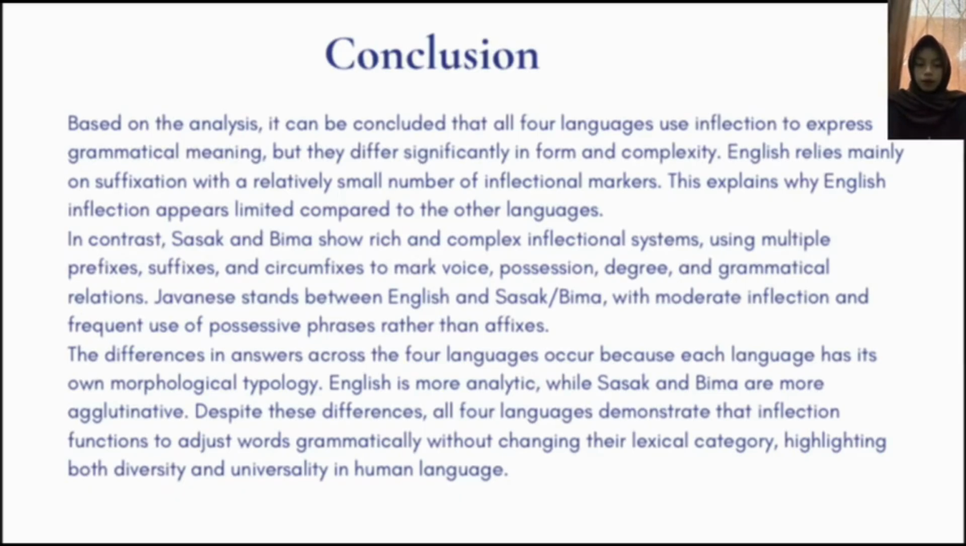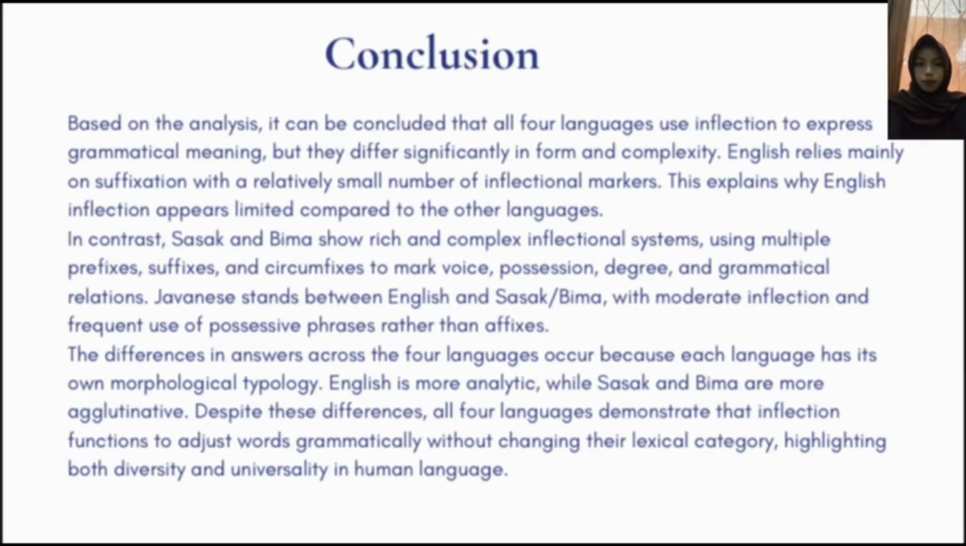The last is the conclusion. The conclusion is the basis of the analysis. It can be concluded that all four languages use inflection to express grammatical meaning, but they differ significantly in form and complexity. English relies mainly on suffixation, with a relatively small number of inflectional markers. This explains why English inflection appears limited compared to the other languages. In contrast, Sasak and Bima have a rich and complex inflectional system, using multiple prefixes, suffixes, and circumfixes to mark voice, possession, degree, and grammatical relation.